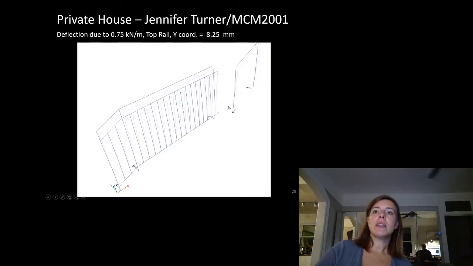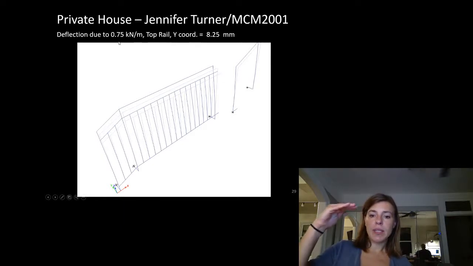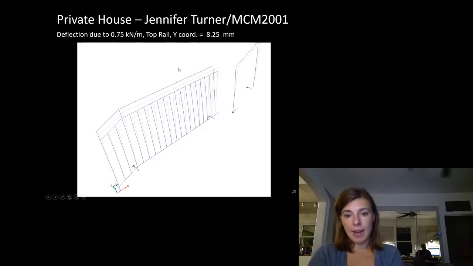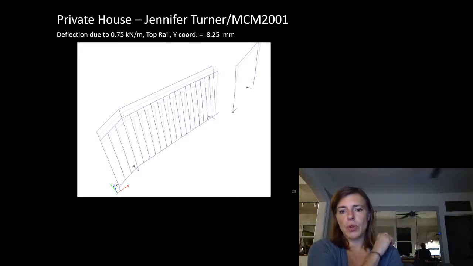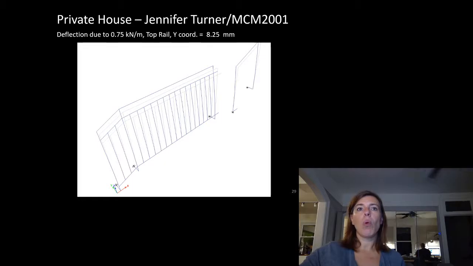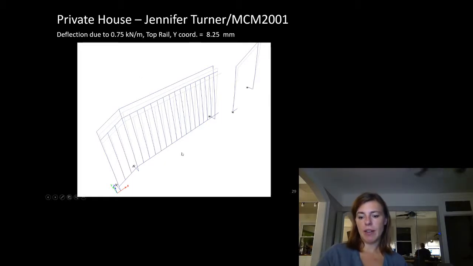And then here is what my deflection looked like. So this is the 0.75 kilonewtons per meter at the top, and you can see that our worst case is 8.25 millimeters. The handrail portion is even less, so we're well within even those loose criteria, and we're actually starting to get close to the normal building criteria of L over 360. This is a cantilever, so it would be L over 180. We're almost at that criteria, in fact.